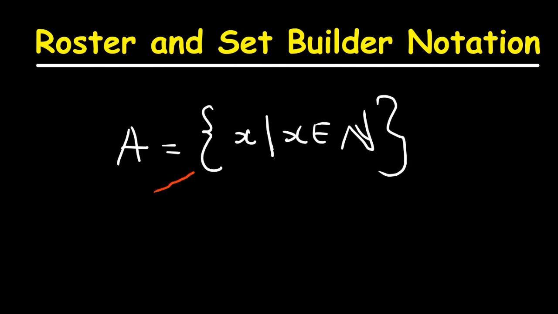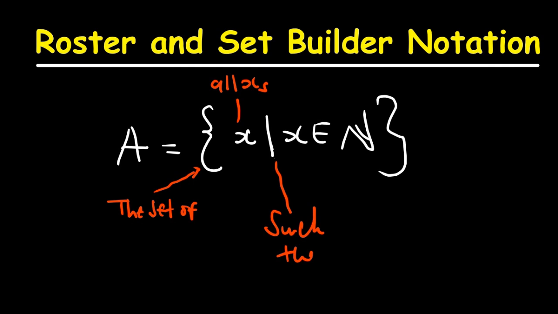The first bracket means the set of. This x here means all x, or all x's. And this vertical line here means such that. This is mathematical language, right? Such that. And the other one here is just the set of natural numbers.